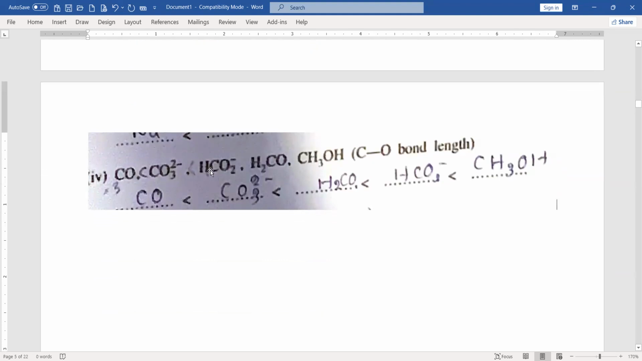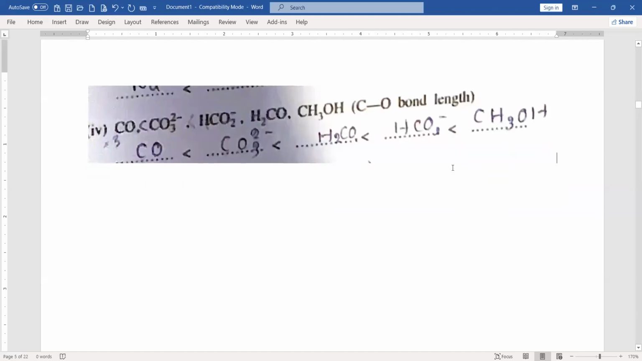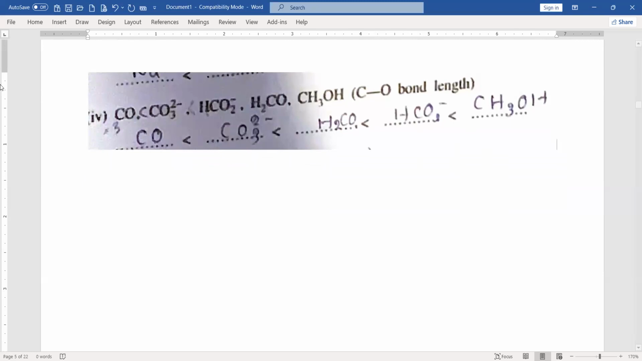Carbon monoxide, carbonate ion, bicarbonate, H2CO means formaldehyde, and HCO3 minus. Bond length. Bond length depends on bond order. Then you need to know what bond order is.